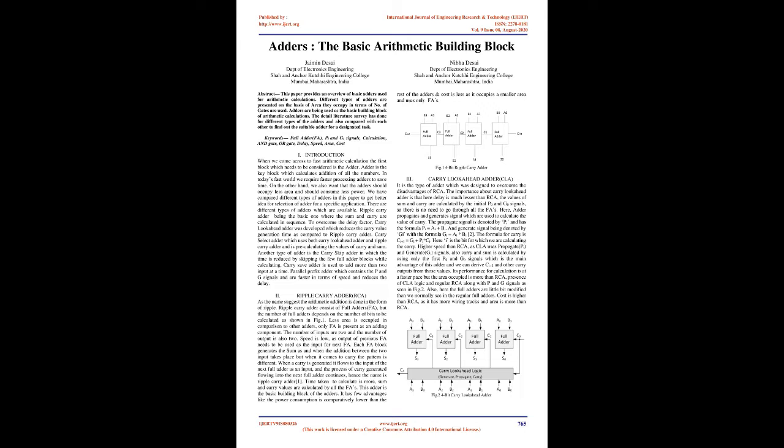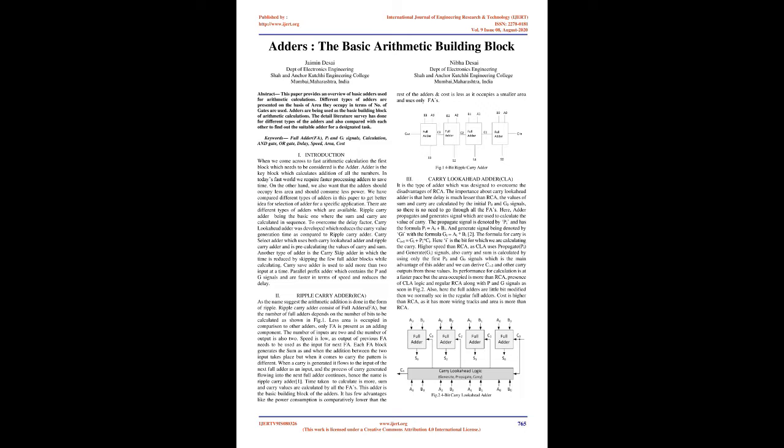2. Ripple carry adder, RCA. As the name suggests, the arithmetic addition is done in the form of a ripple. Ripple carry adder consists of full adders, FA, but the number of full adders depends on the number of bits to be calculated, as shown in Fig. 1. Less area is occupied in comparison to other adders, only FA is present as an adding component. The number of inputs is 2 and the number of outputs is also 2.